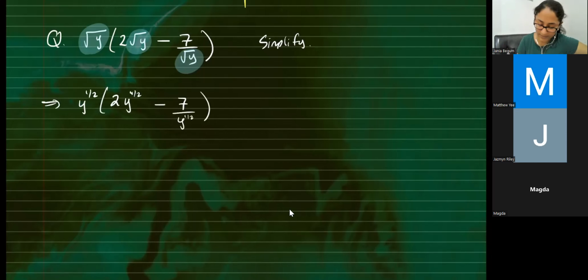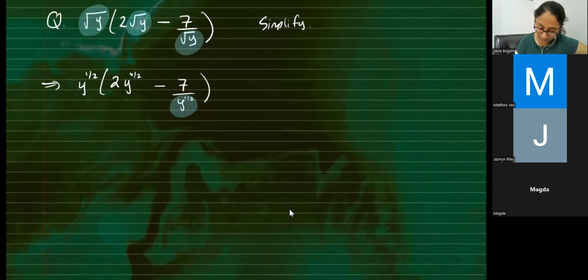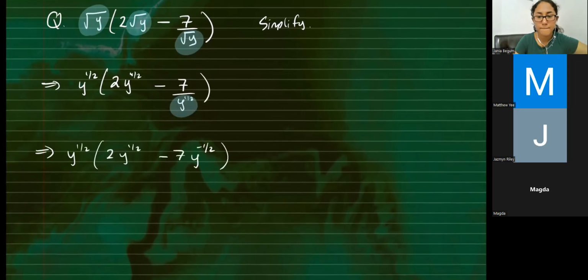Now, if you want, you can also bring this to the top and make the negative exponent. So you'll have y to the 1/2 times 2 times y to the 1/2 minus 7 y to the -1/2. Let me know if this makes sense. I'm just rewriting.